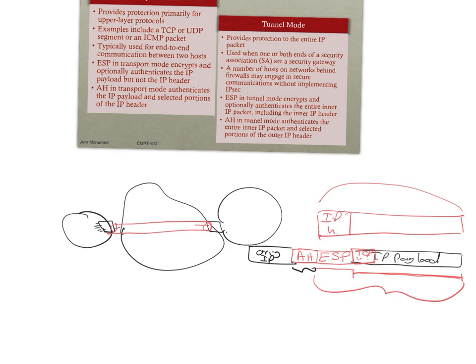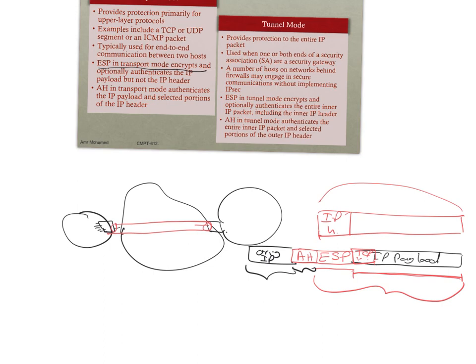So ESP transport mode encrypts and optionally authenticates the IP payload, but not the IP header. So in which case, the original IP header is kept exposed, no encryption. Is that clear? So no encryption for the IP header itself.